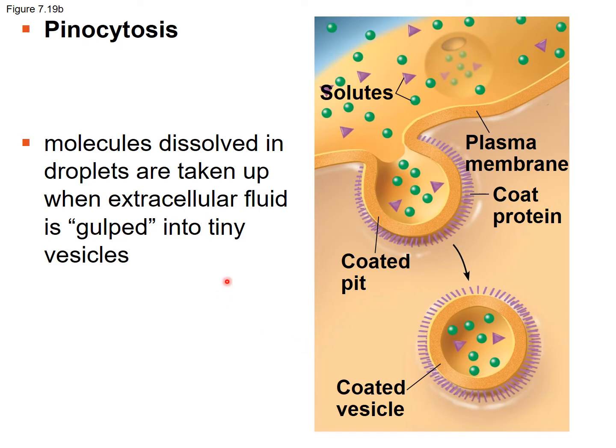Pinocytosis allows the cell to create vesicles along the surface of the membrane to take in small molecules and water. So it's like drinking, right? So what forms with pinocytosis is coated vesicles. They've got proteins that coat the vesicles, and they're handled in a different way.